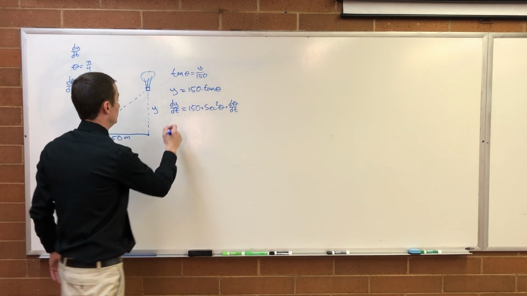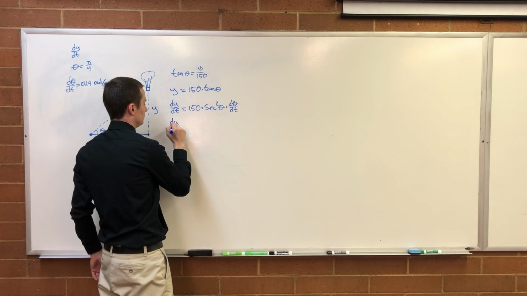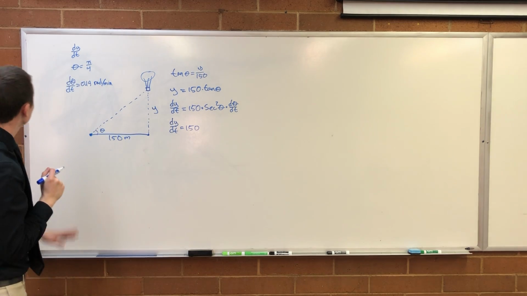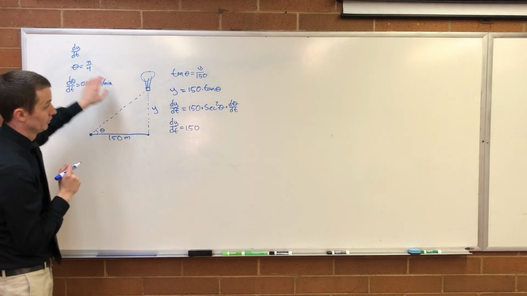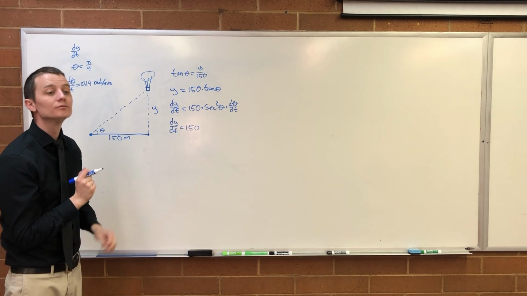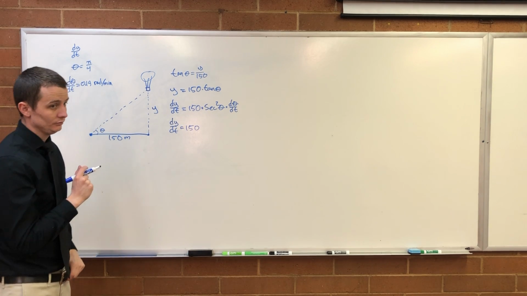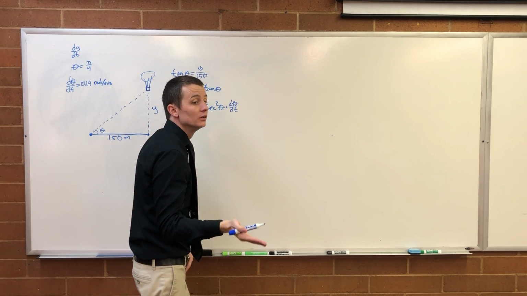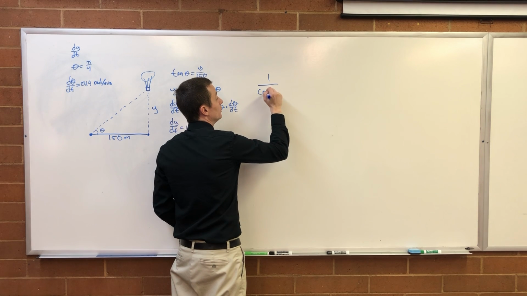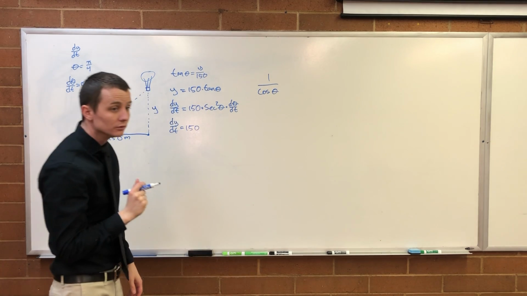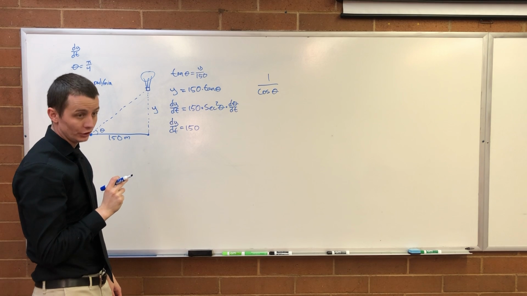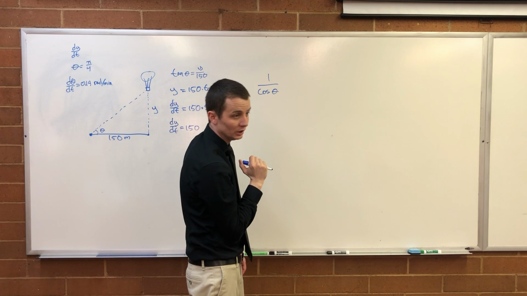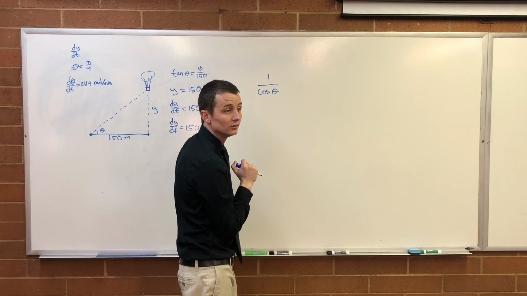Okay. So, dy dt is equal to 150 times secant squared of theta times d theta dt. We want it when theta is equal to pi fourths. So what's secant of pi fourths? It's 1 over cosine. What's cosine of pi fourths? Root 2 over 2. So 1 over root 2 over 2 is going to be 2 over root 2.